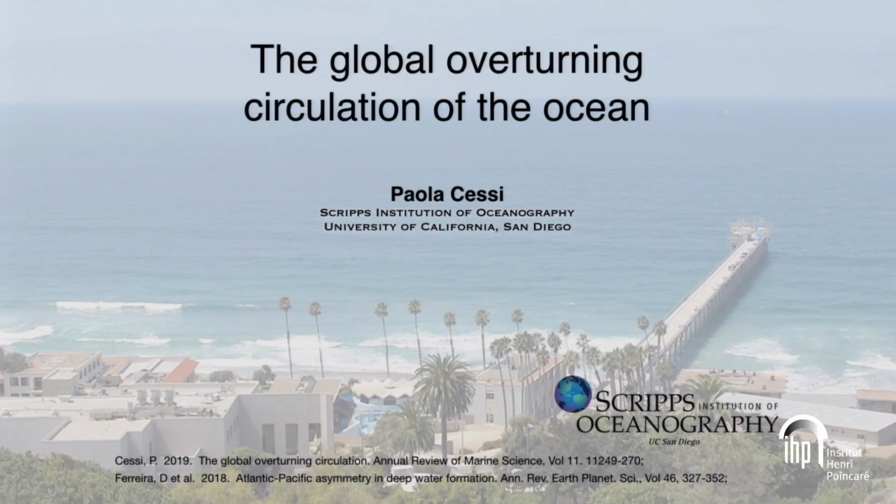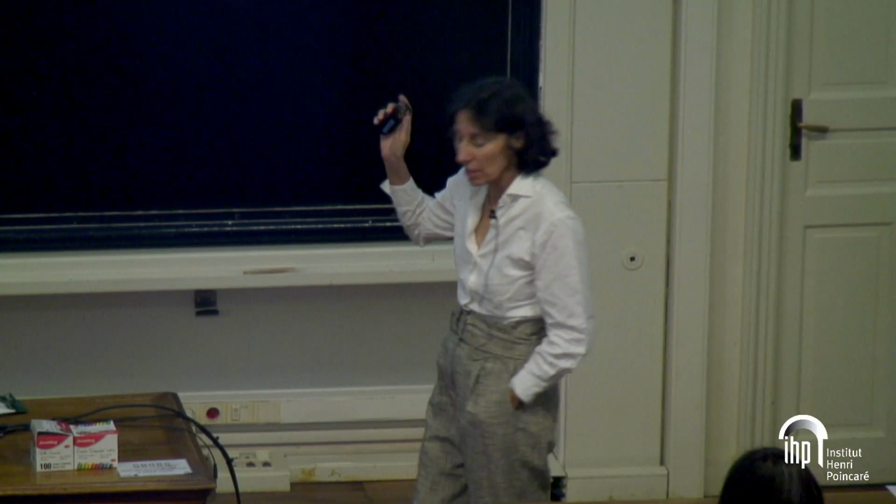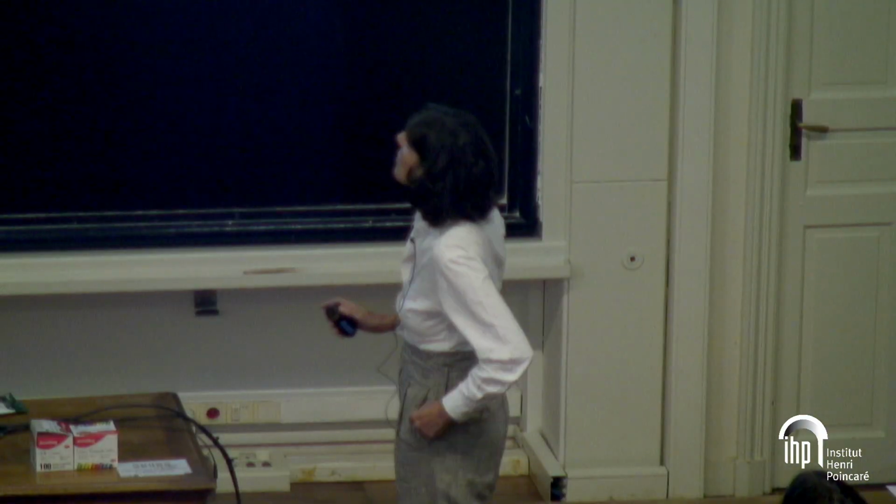Okay, good morning. So I'm going to talk about the global overturning circulation and the recent progress that has been made in understanding how it works. So first of all, let me show you what the global overturning circulation is by showing you a visualization done by NASA. So it's very low level, you know, it's for school children.